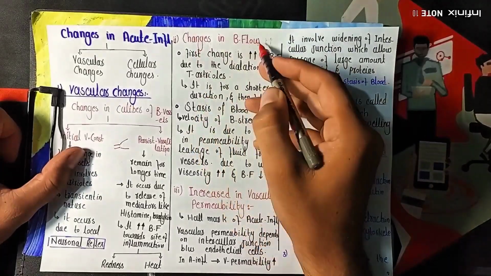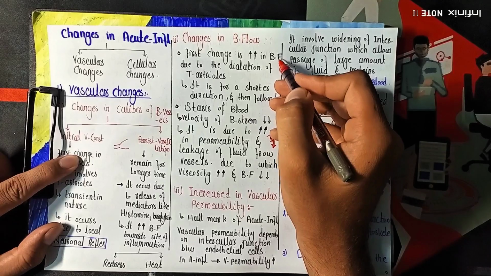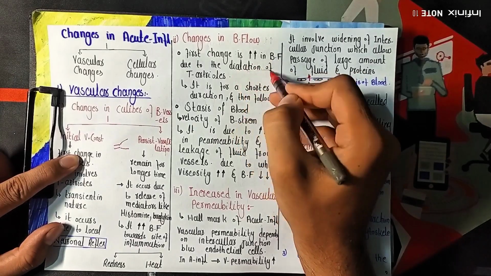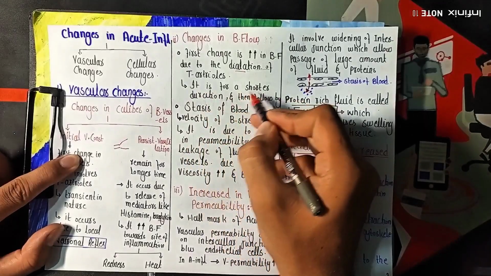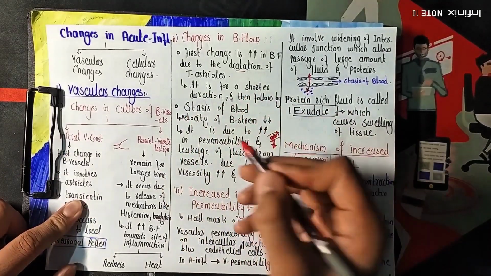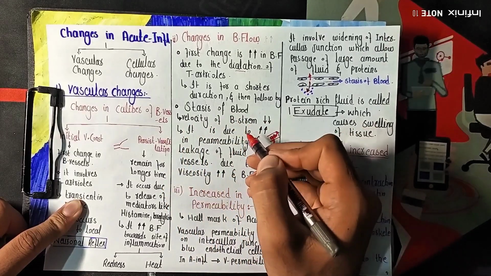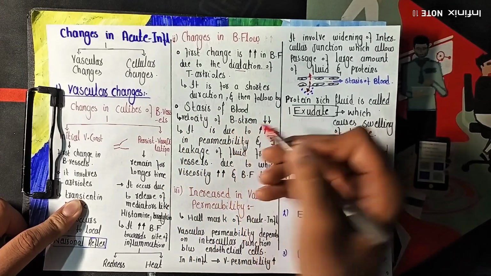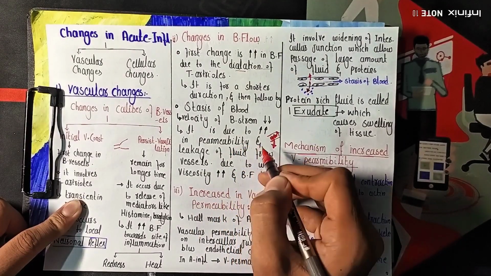अब दोस्तों हमारे साथ है changes in the blood flow. Initially, there is increase in the blood flow, and this increase in the blood flow is due to the dilation of the terminal arteriole. But this increase in the blood flow is for a shorter duration, and then it is followed by the stasis of the blood. In stasis, there is decrease in the velocity of the bloodstream, and this decrease in the velocity is due to the increase in the permeability of the blood vessel.